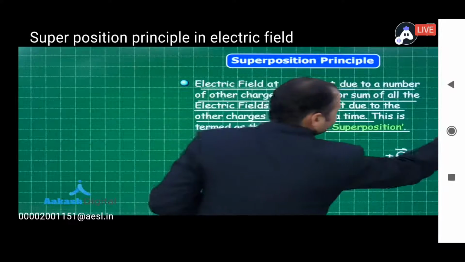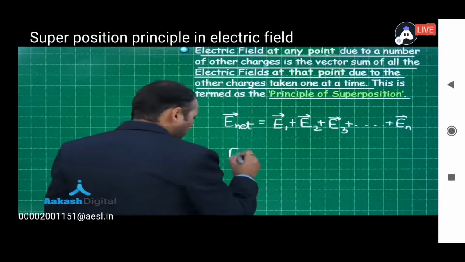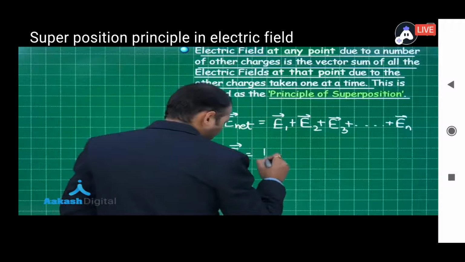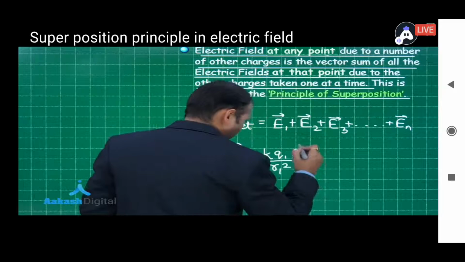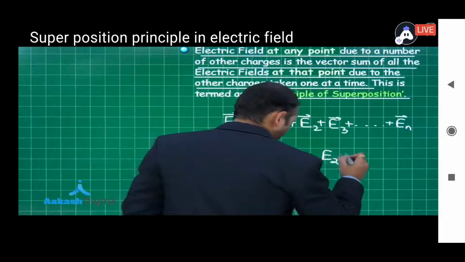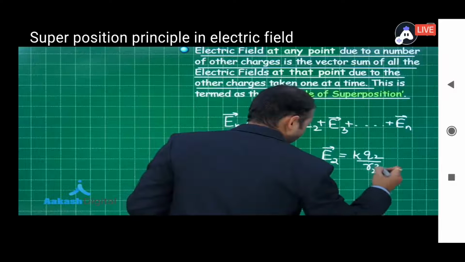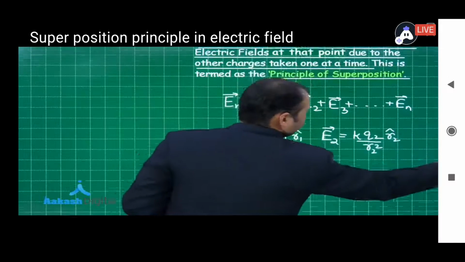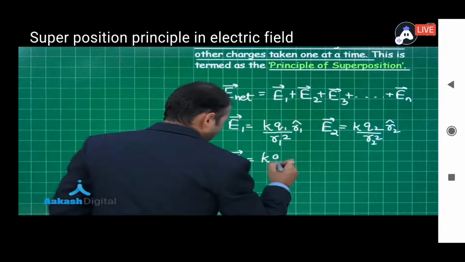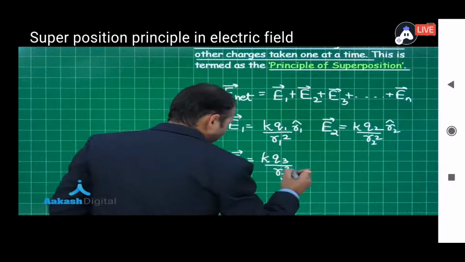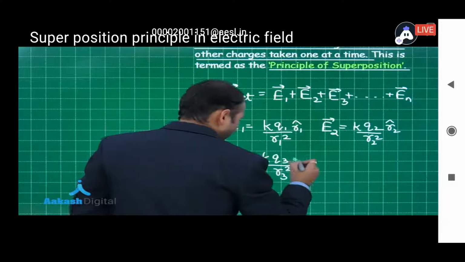Now, in the case we have just understood, E1 was given by K Q1 upon R1 square, R1 cap. E2 is given by K Q2 upon R2 square, R2 cap, and E3 is given by K Q3 upon R3 square, R3 cap.